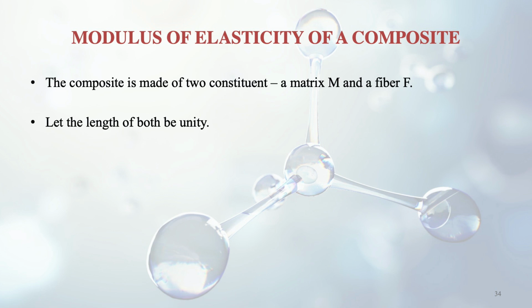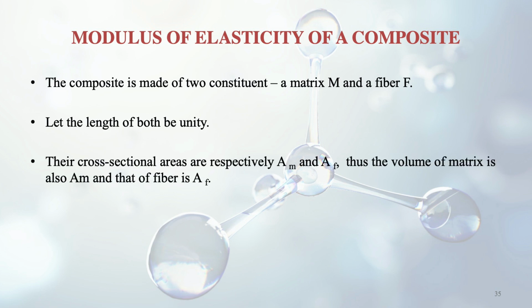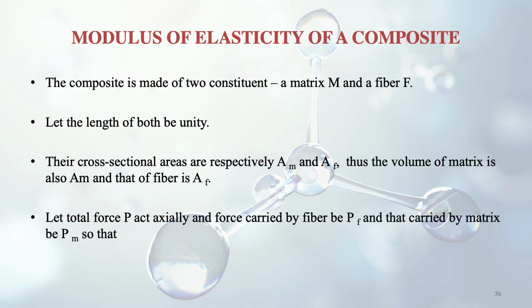Then say that the cross-sectional areas are respectively AM and AF. That means AM is the cross-sectional area of the matrix and AF is the cross-sectional area of the fiber. Then what will be the volume of the matrix? It will be again AM, because we have taken the length to be unity, and that of the fiber will also be AF. And suppose that the total force acts axially on this composite, which is somewhat cylindrical, and the cylinder is being pulled. You can assume that visually, that P is the force acting along the axis of that cylinder.